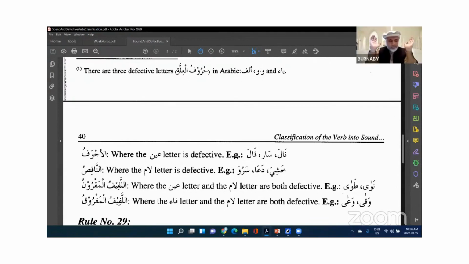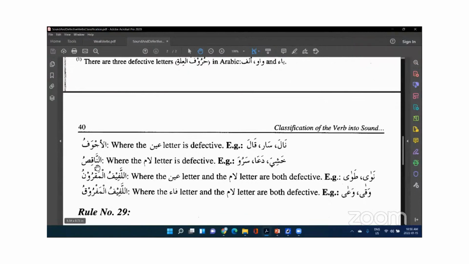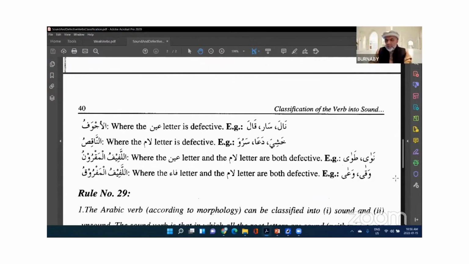Now, khashiya, da'a, suru: are the waw, ya and alif in the lam kalima position? Yes. So what do we call them? Al-naqis. Now, have you seen in the Quran the word nawa? Do you see the waw and ya right next to each other? Are they weak letters? Yes. So what do we call them? Al-lafif al-makroon.